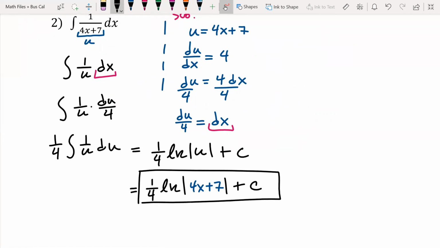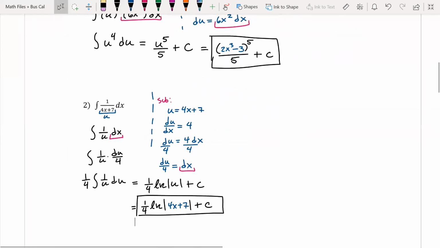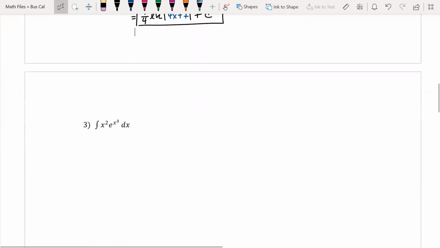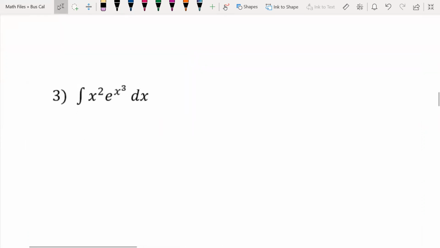Lots and lots of substitution. Okay, any questions on that one? Let's keep rolling.